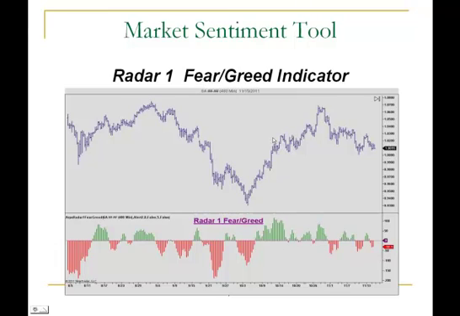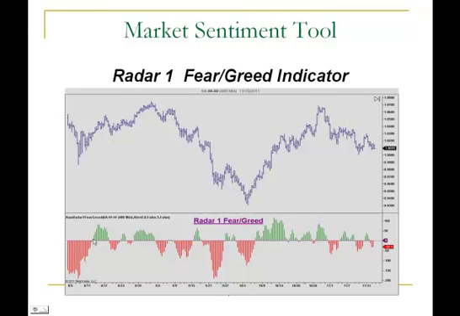Now, why is the Radar 1 Fear Greed indicator such a good divergence oscillator? Well, let me explain what the Fear Greed indicator is. The Fear Greed indicator, Radar 1, one of our most popular tools, is a histogram that shows us the relative strength of the buyers versus the sellers at any given time in the market.